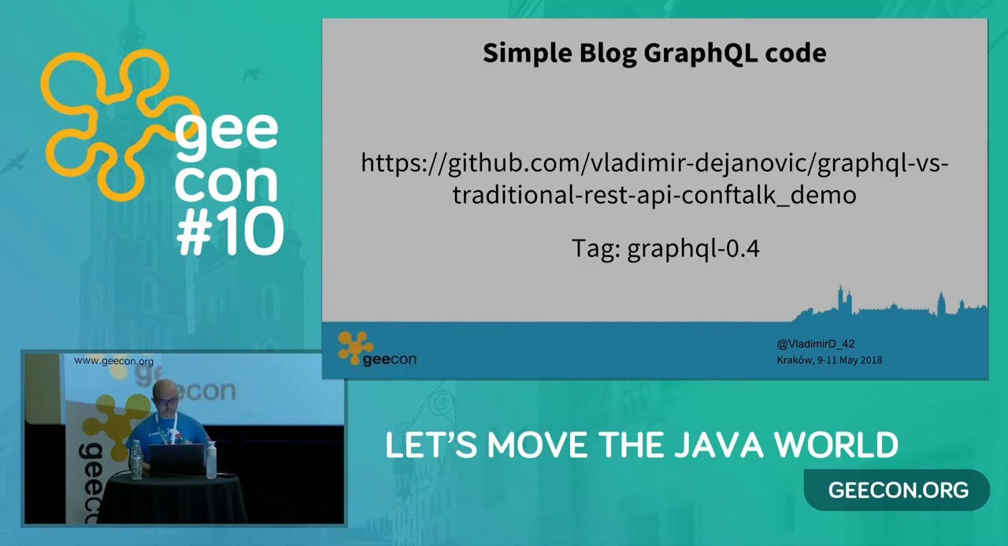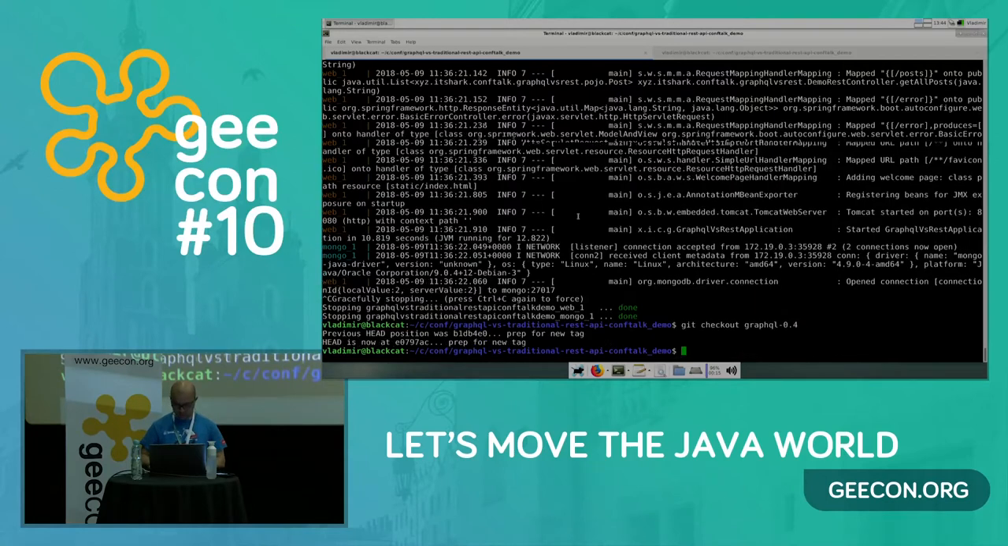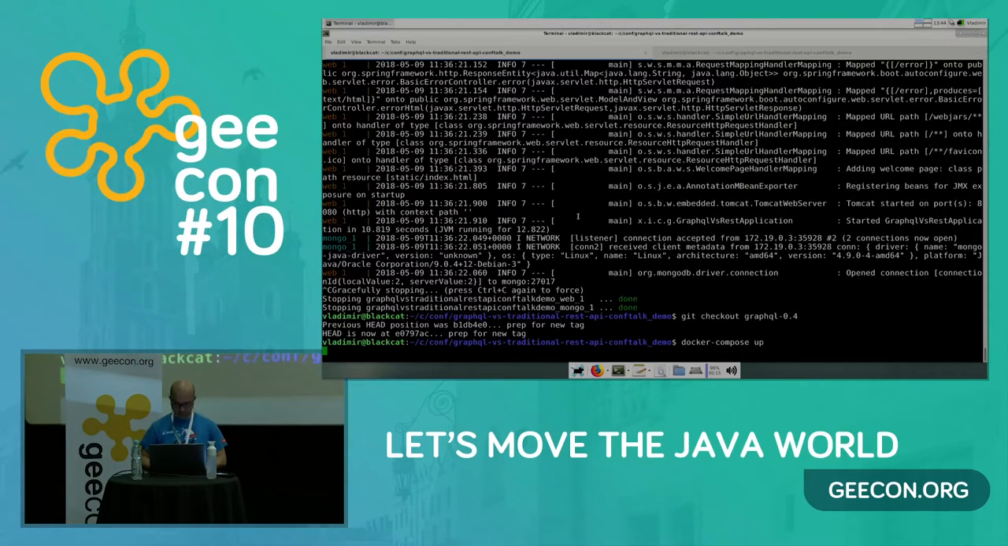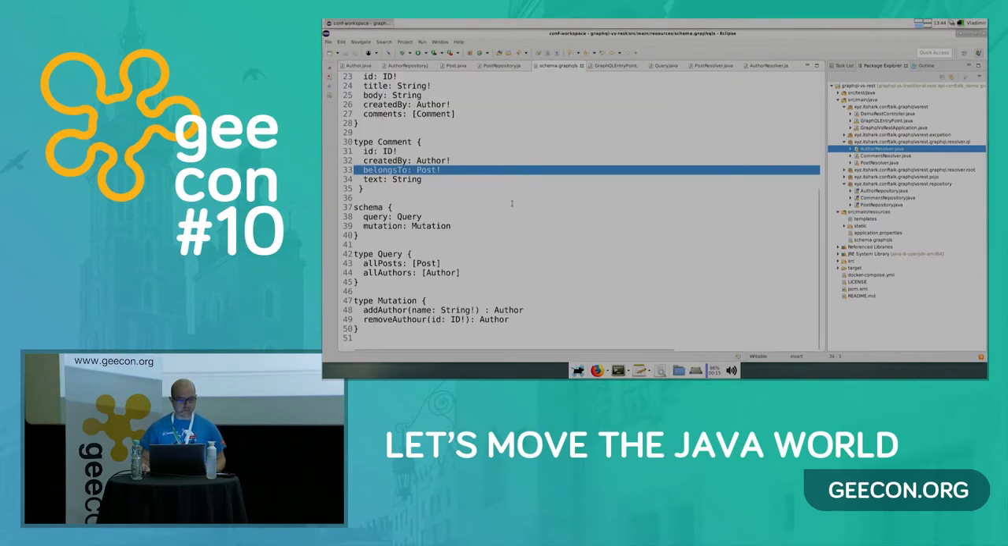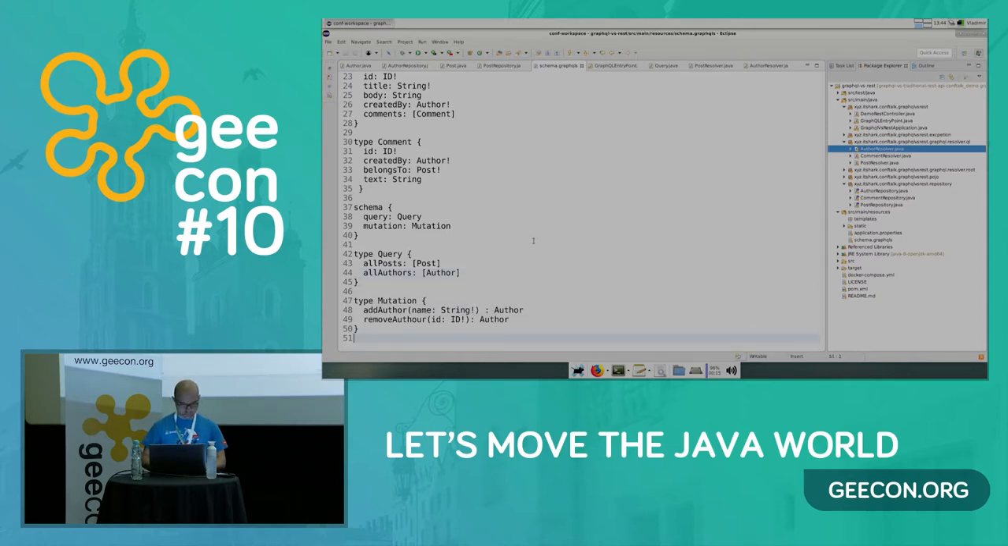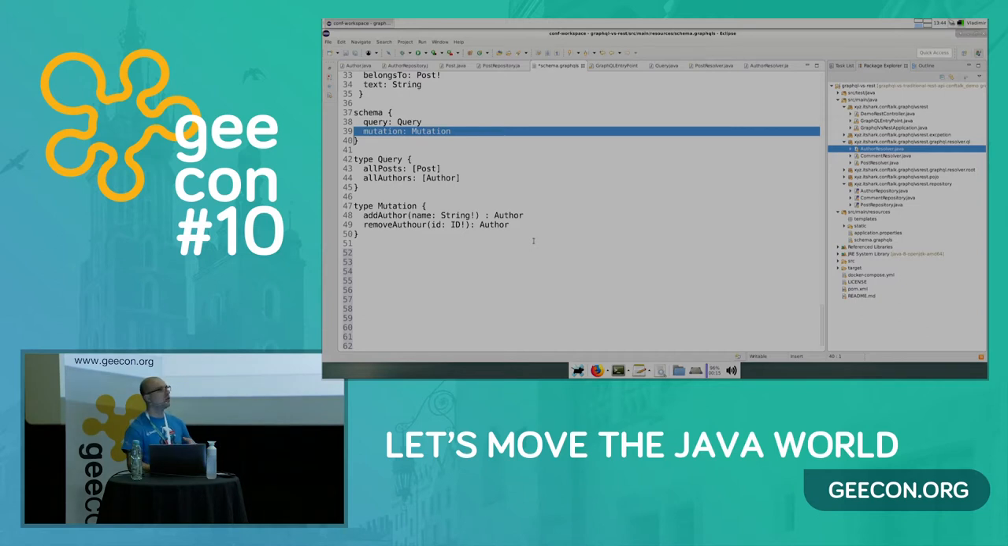So let's look at the code again. Again, we go back to the schema, the heart of everything, the beginning of everything. So here, everything else is exactly the same, only this part here changed. I added mutations by the name of a mutation. Again, you can use whatever name you want as long as it matches the one in the Java code. But again, better use the standard one so everybody understands.